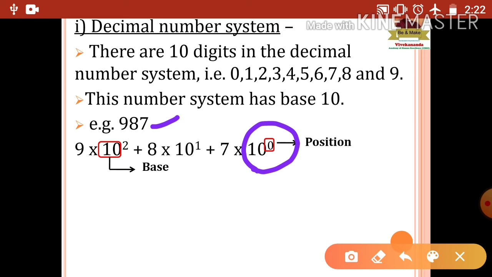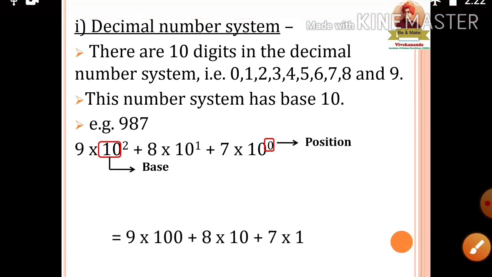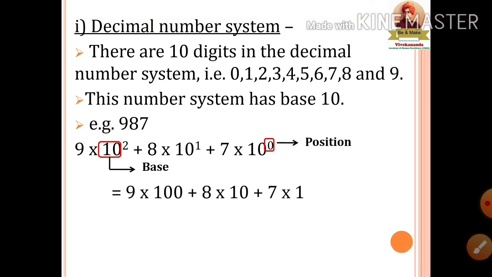Okay, as I move from right side to left side, I increase the exponent value from 0 to 1, 2, 3, 4, 5, 6, as many numbers as I have in that particular numeric value. So here I have written 7 into 10 raised to 0 plus 8 into 10 raised to 1, being at the second place the value of the exponent will be 1, and 9 into 10 raised to 2. Now if I keep on solving these things, I will get the values like this one.